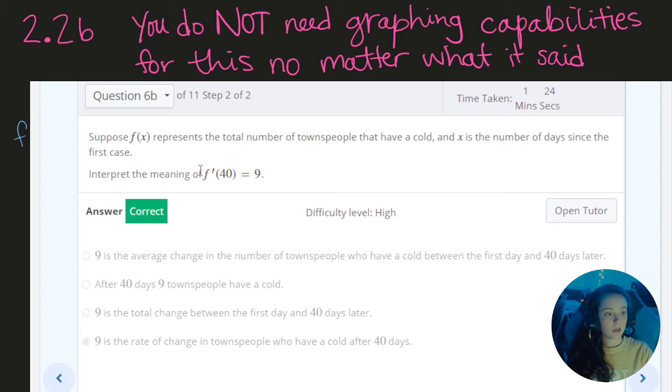All right. Now this one has our prime. F prime of 40 equals 9. So it's not going to be total change between the first day and 40 days later. Too far apart. After 40 days, 9 townspeople have a cold. Doesn't even make sense, because that would be total, and total would not be f prime. And then 9 is the average change in the number of townspeople who have a cold between the first day and 40 days later. Again, too far apart.